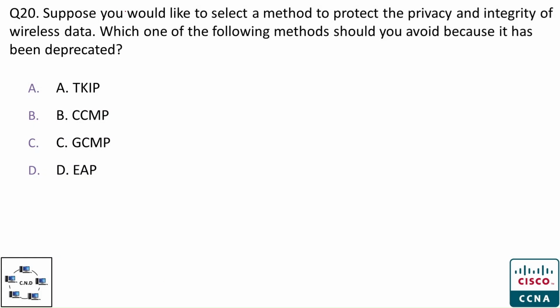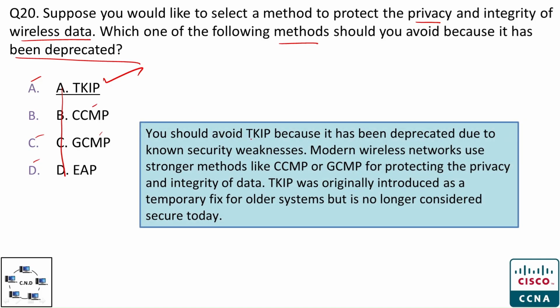Question number 20. Suppose you would like to select a method to protect the privacy and integrity of wireless data. Which one of the following methods should you avoid because it has been deprecated? Option A, TKIP. Option B, CCMP. Option C, GCMP. And option D, EAP. The correct option is option A, TKIP. The explanation is that you should avoid TKIP because it has been deprecated due to known security weaknesses.